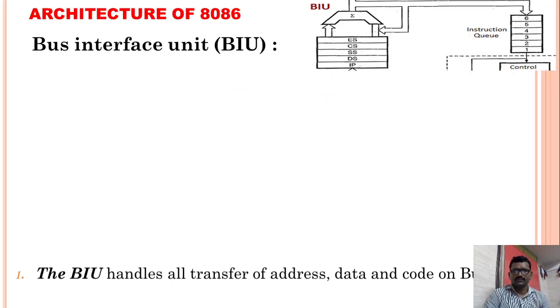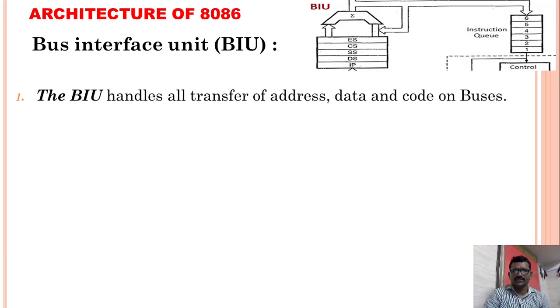The first part is the bus interface unit. The bus interface unit handles all transfer of address, data and code on buses. The name itself indicates bus interface unit. The bus interface unit is responsible for interfacing the microprocessor with the external world. The BIU helps the microprocessor to communicate with the external world. The external world is nothing but memory and IO devices.